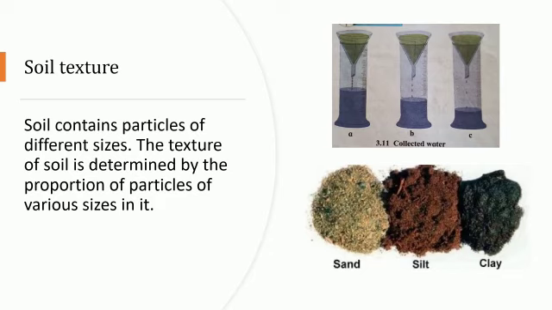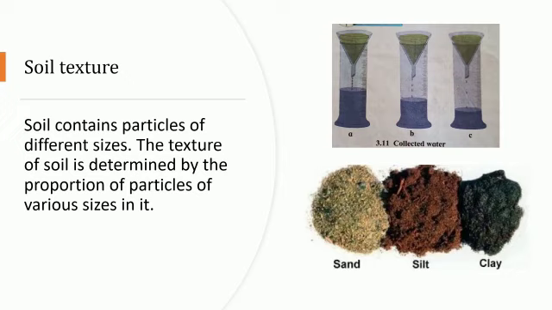Soil texture is determined by the proportion of particles of various sizes in it. To understand soil texture, an experiment can be performed. You require 3 measuring cylinders, 3 glass funnels, filter paper, water, fine sand, silt soil, and soil from an earthen pot used for growing plants, that is clay.